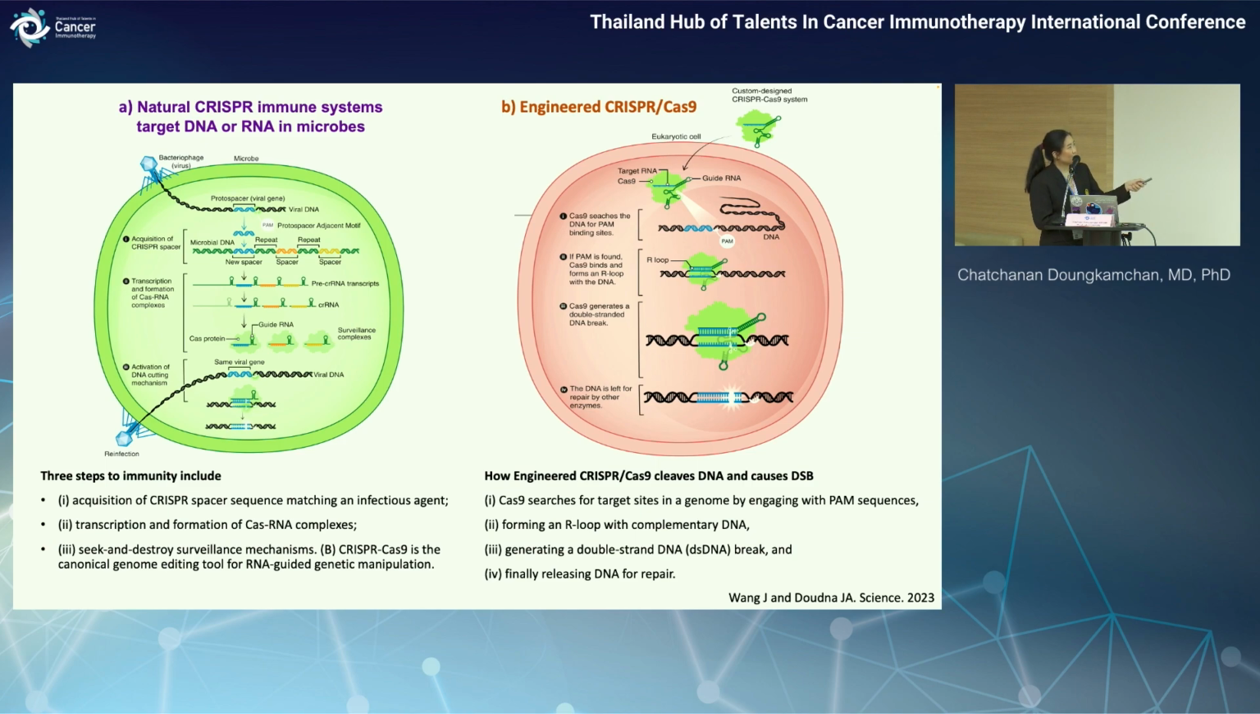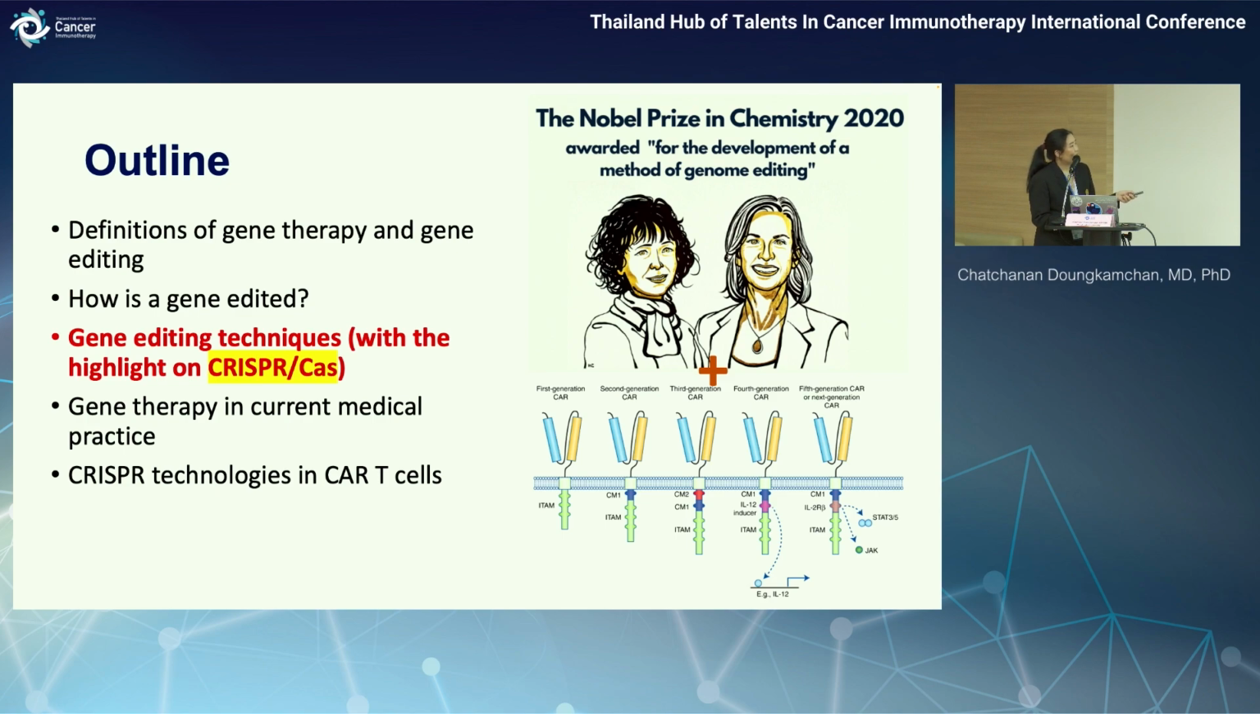So the protospacer basically means the sequence of the target region that we would like to target. And the PAM sequence is the protospacer adjacent motif, the three nucleotides that the Cas9 will recognize. And yes, this is how the engineered CRISPR-Cas9 cleaves the DNA and causes a double-stranded break, in very similar fashion. Okay, now you start to understand how CRISPR-Cas9 was discovered and how it works.